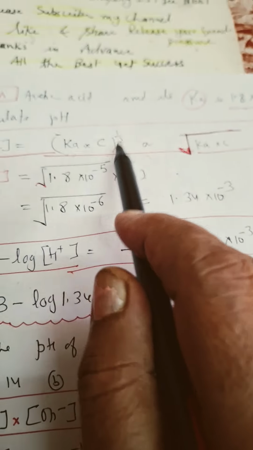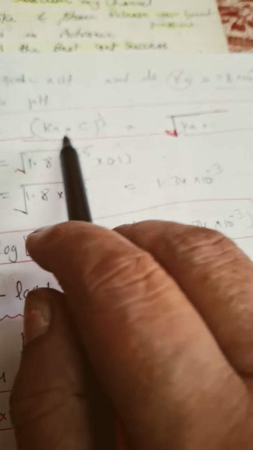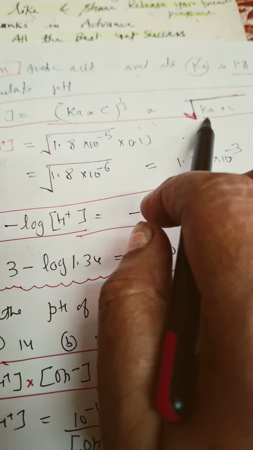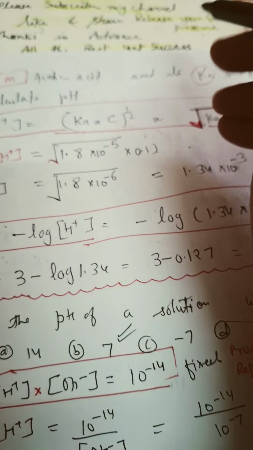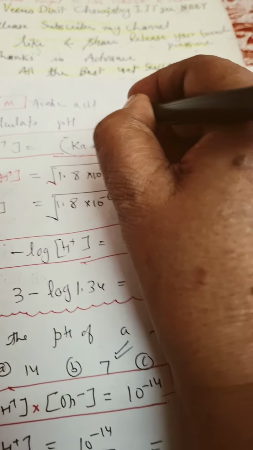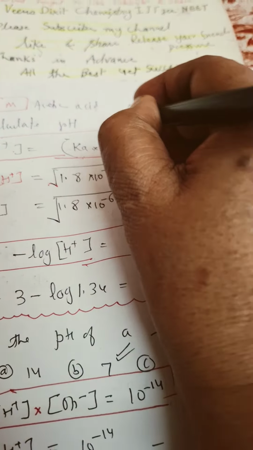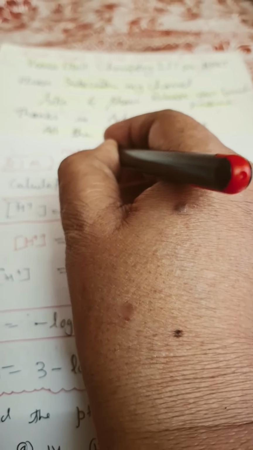So we can represent it like this or like this. This is the square root of the product of Ka and molar concentration. What is Ka? Acid dissociation constant. Clear? And C is molar concentration. C here I am writing. C is molar concentration.